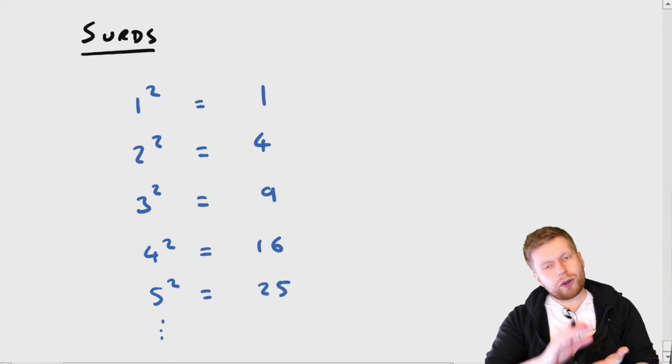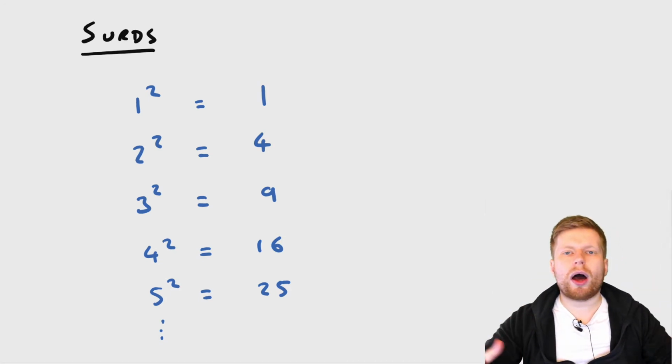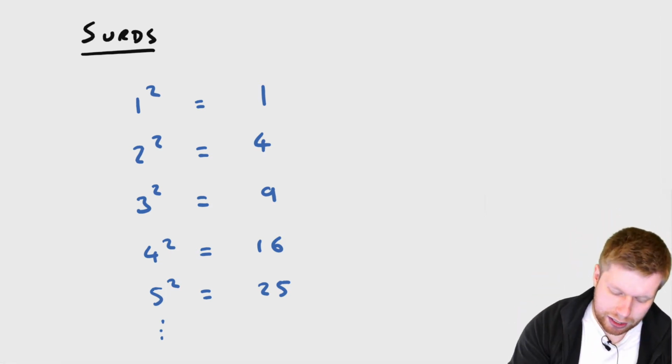Okay? So in other words, if you take a number and you square it, you can think about this as multiplying the number by itself. Now, there is actually something interesting going on here.